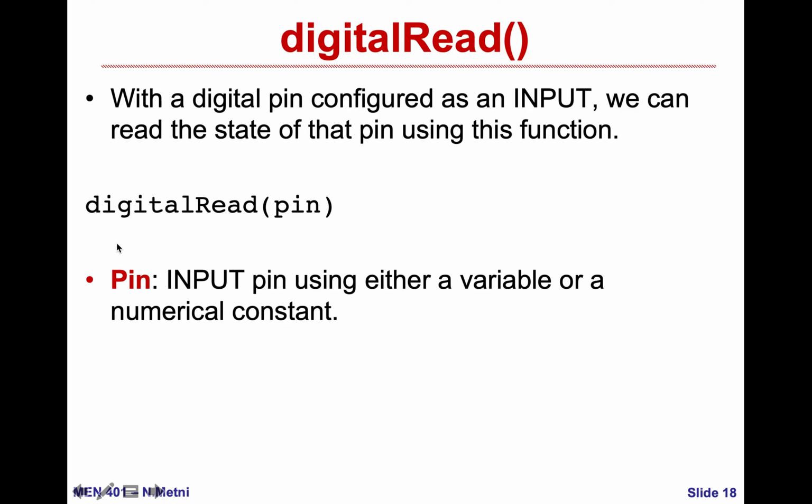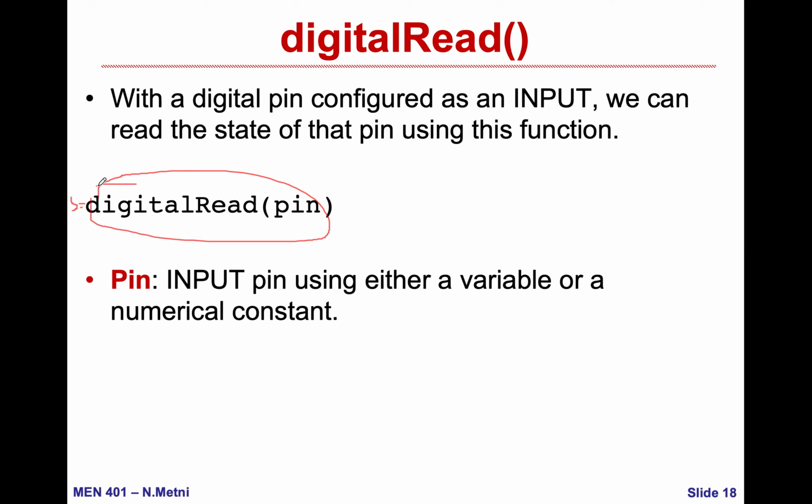The third function is digital read. If a pin is considered an input now, and I set the pin mode of this pin to input, how can I read this value? By doing digital read of this pin. Of course, I should put it into a variable, because digital read will output either high or low, as it tells me the state of my input now. Is it high or is it low? So this state, high or low, should be put into a variable.